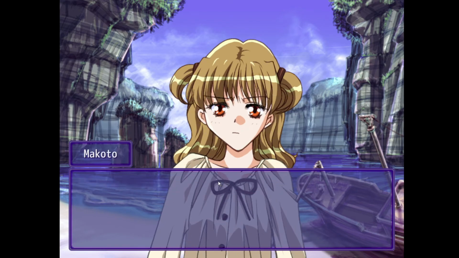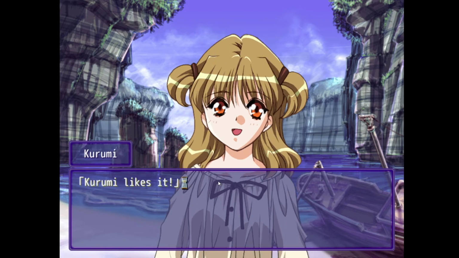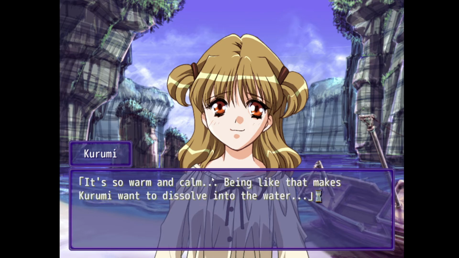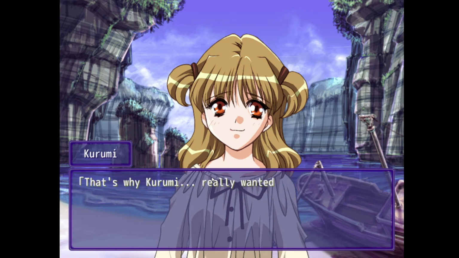Well, you're... Kurumi likes it. Kurumi also loves water. Kurumi loves floating in the water, like a jellyfish. Calmly, leisurely. When she does that, it feels kinda nostalgic. So warm and calm, being like that makes Kurumi want to dissolve into the water. That's why Kurumi really wants to go with everyone, to the pool, to the hot springs.